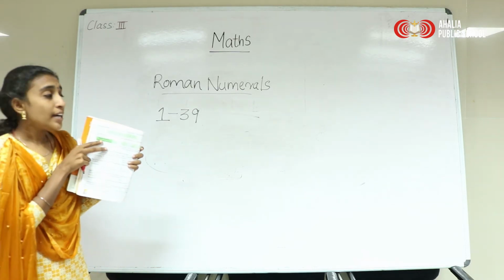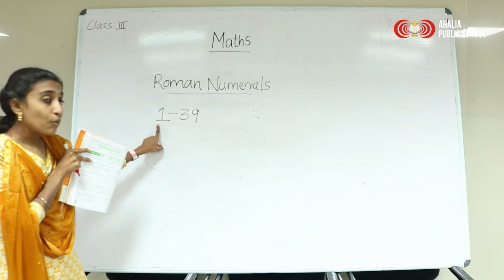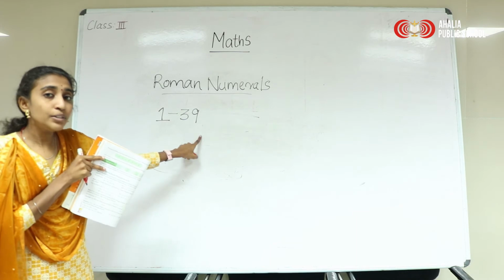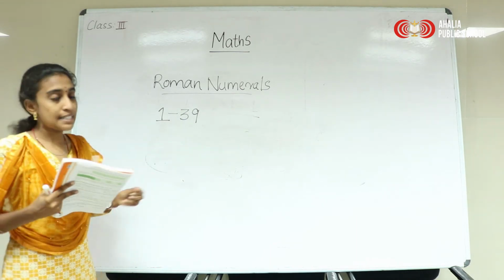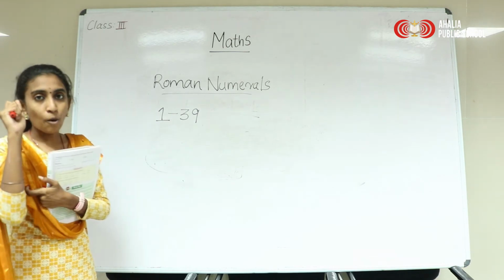So today we are going to learn how to write the Roman numerals from 1 to 39. To write Roman numerals from 1 to 39, we need only 3 Roman numbers.